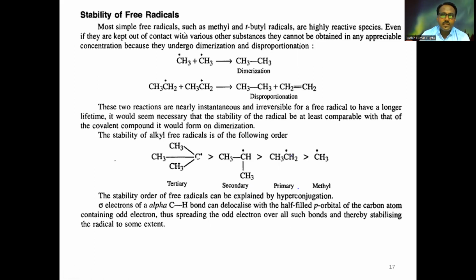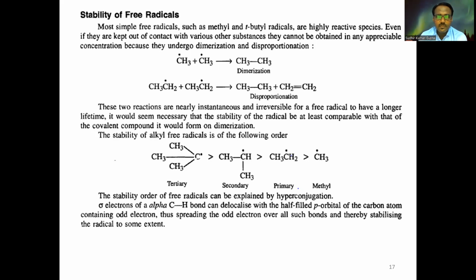If we look at the stability of free radicals, it follows the same order as we have seen in the case of carbanions. Methyl is the least stable, then the primary free radical is more stable, then the secondary free radical, then the tertiary free radical. So the stability decreases as we move from tertiary to secondary to primary and methyl free radicals. The stability of free radicals can be explained on the basis of hyperconjugation.